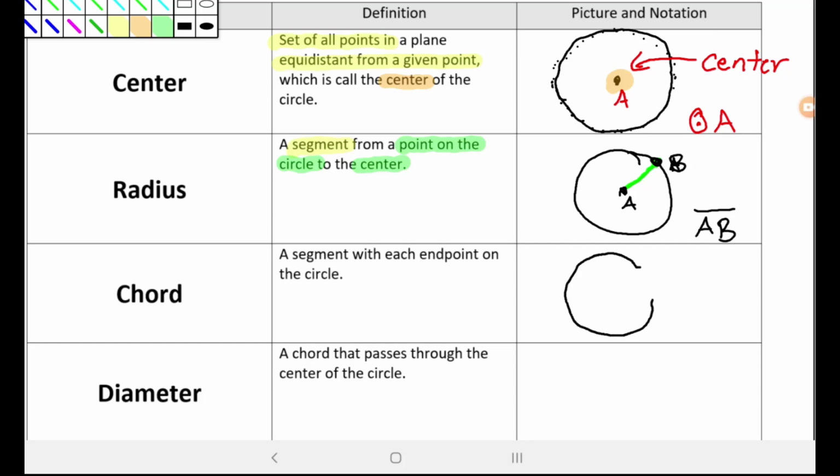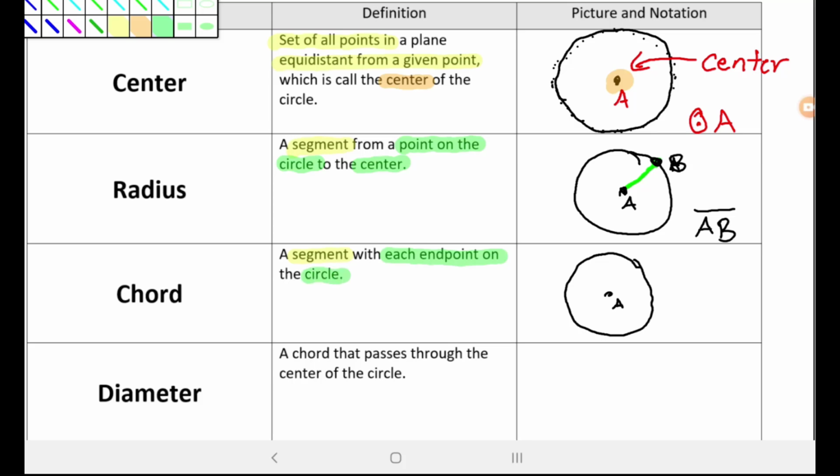All right, let's draw a chord. Well, again, these are all dealing with circles. So let me just go ahead and sketch my chords in here. So this is circle A again. And this one, it says this time it's a segment again, with each endpoint. Oh, this time is different. Each endpoint on the circle.